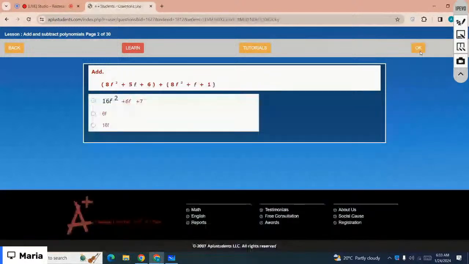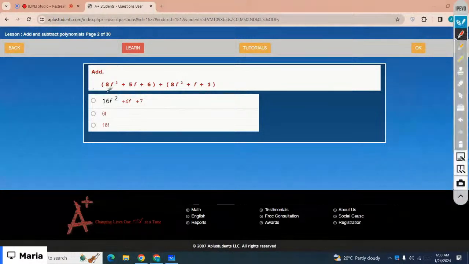The next one is add 8f square plus 5f plus 6 and 8f square plus f plus 1. So you have to collect the like terms. Here you have 8f square and 8f square, that makes 16f square. Then you have 5f plus 1f. 5 plus 1 makes 6 and 6 plus 1 makes 7. So option number 1 is the correct option. That is 16f square plus 6f plus 7, right?